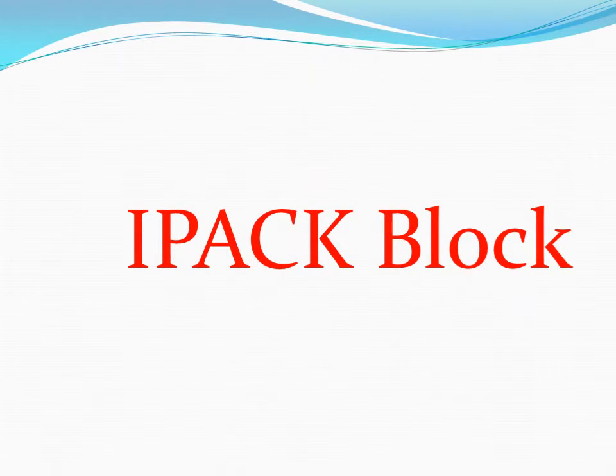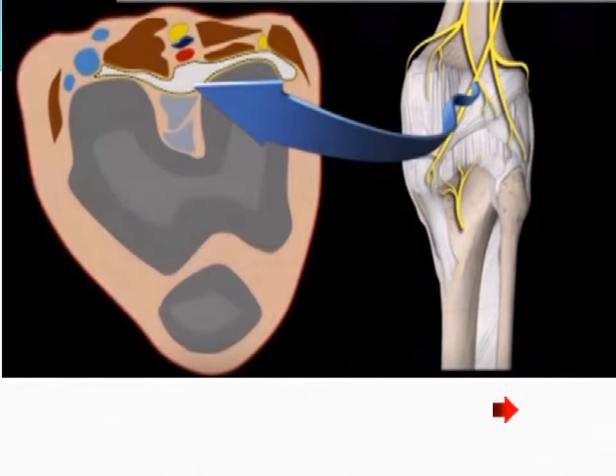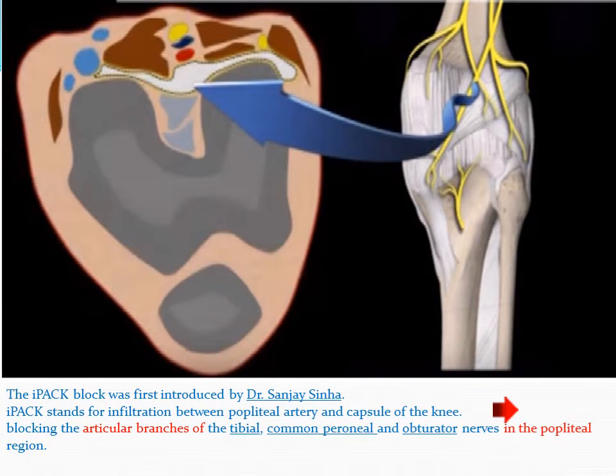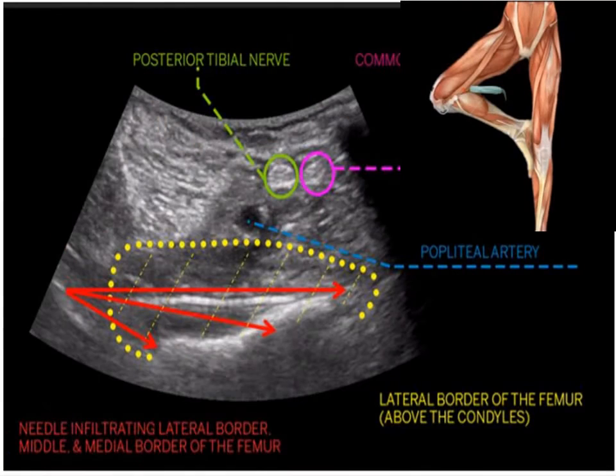The last is the IPACK block, first introduced by Sanjay Sinha from New York. IPACK stands for infiltration between the popliteal artery and the capsule of the posterior knee, blocking the articular branches of the tibial, common peroneal, and obturator nerves in the popliteal region. The injection is done while the patient is lying supine with the knee flexed, the needle passing from medial to lateral between the artery and the capsule, away from the nerves.